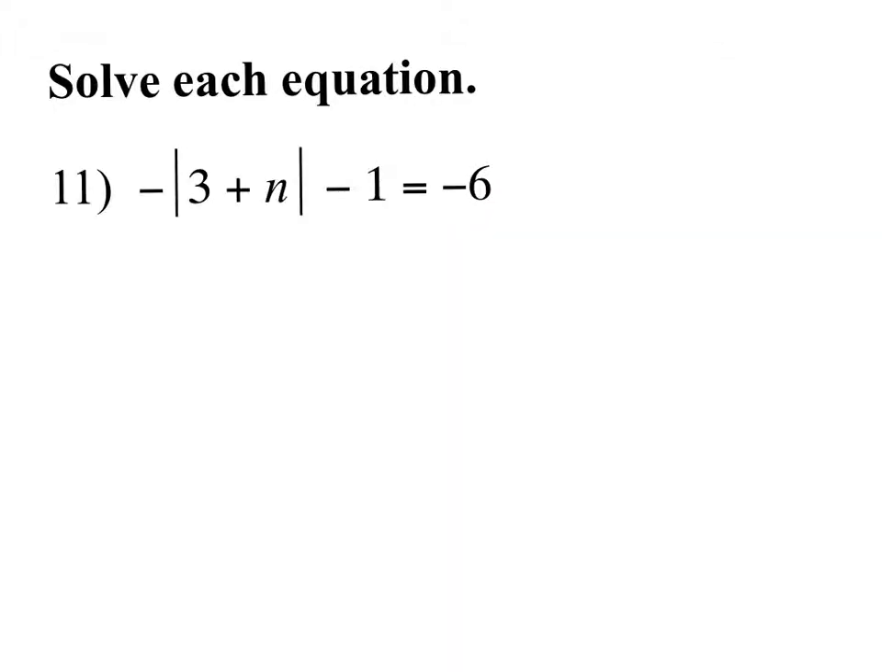Okay, in order to solve this equation, it's absolute value, so we've got to get the absolute value part by itself first. This is probably a really important thing here because the negative up front, I don't love that. First, I'm going to add 1 to both sides. We get negative absolute value of 3 plus n is equal to negative 5. I'm going to divide both sides by negative 1, and I get the absolute value of 3 plus n is equal to positive 5. Okay, now we're in a place that works. Absolute value has to have a positive answer.